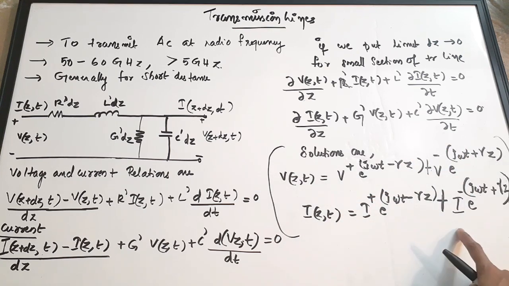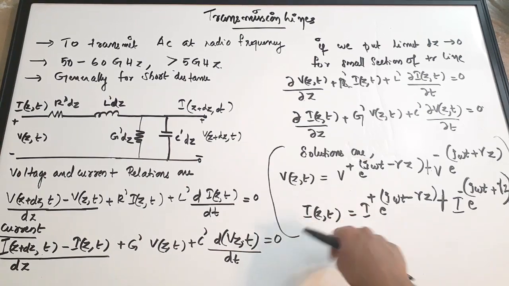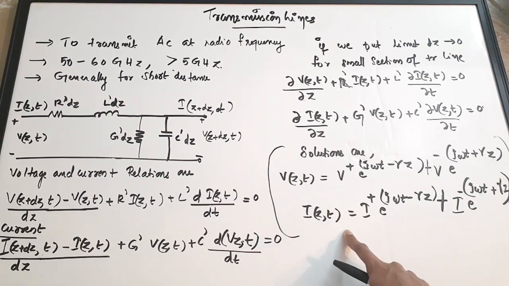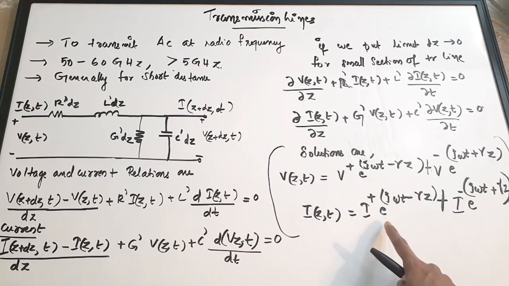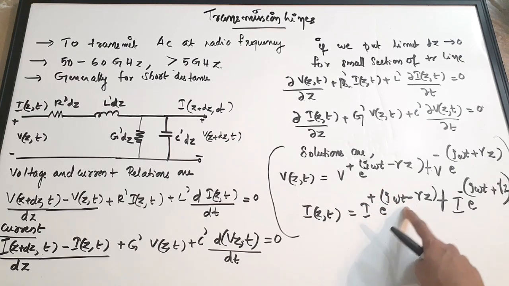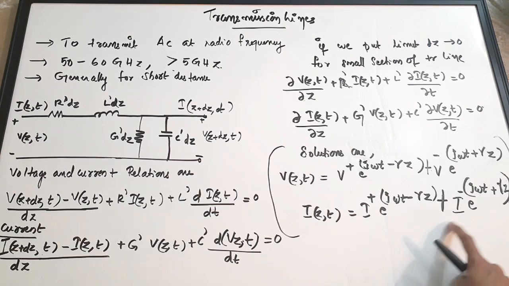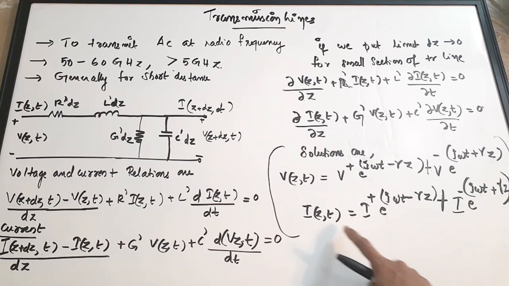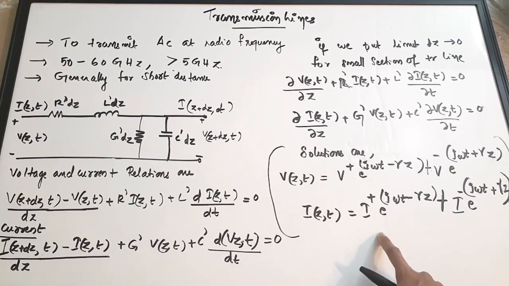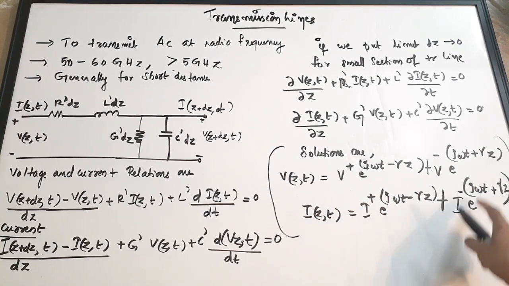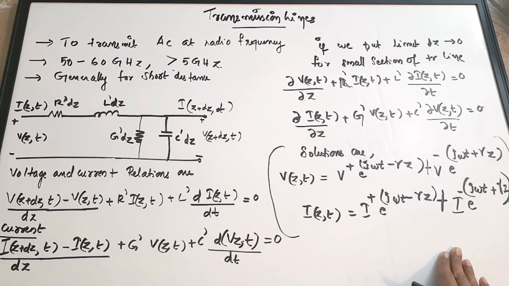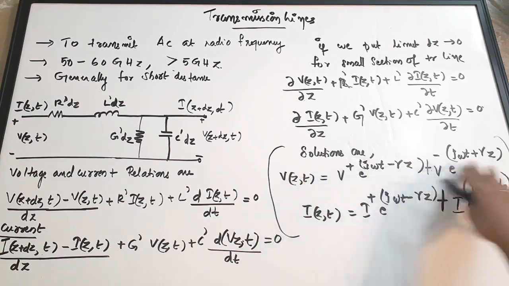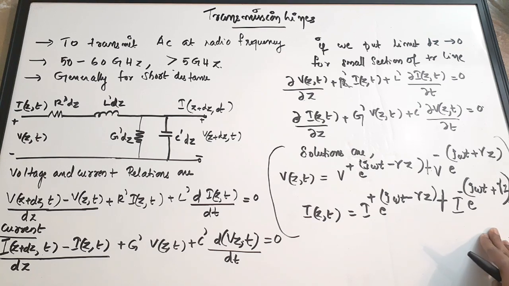And here this is the current solution or the value of current. Iz(t) is equal to I+ e^(jωt − γz) + I− e^(jωt + γz). Here also the total current is a sum of the forward traveling current plus the backward traveling current waves. Okay, so this is the equation for the voltage wave and this is the equation for the current wave.